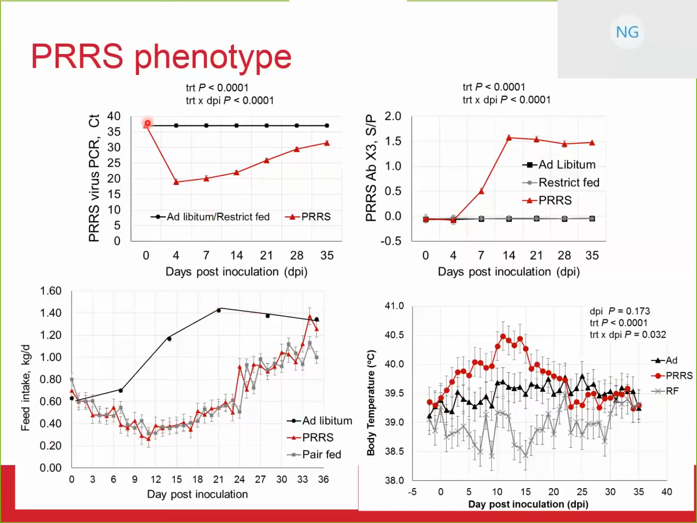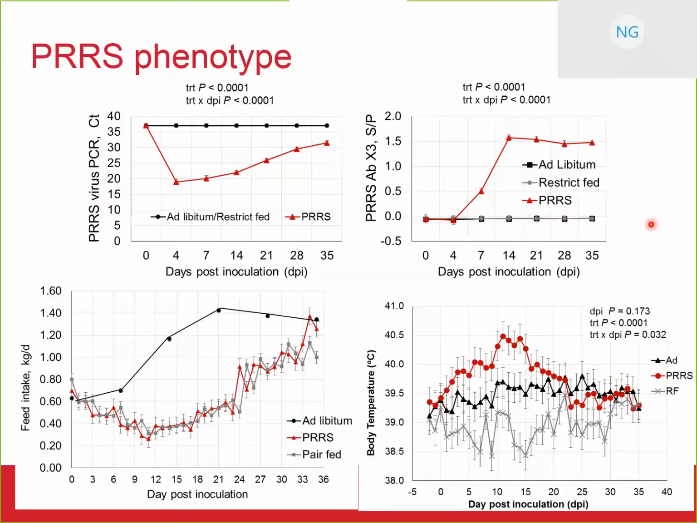Just to show here that our control pigs, both our ad lib and pair-fed pigs, remained PCR negative for PRRS throughout the 35-day study, whereas our PRRS-infected pigs by day 4 had circulating virus in their serum based on the PCR, and then they start to resolve that, but they're still positive for shedding virus at 35 days. On the right-hand panel, we show the antibody response. The ad lib and restrict-fed pigs were antibody negative, and our PRRS pigs started to seroconvert by about day 7, and then peaked by about day 14 to 21 with regard to antibody production.